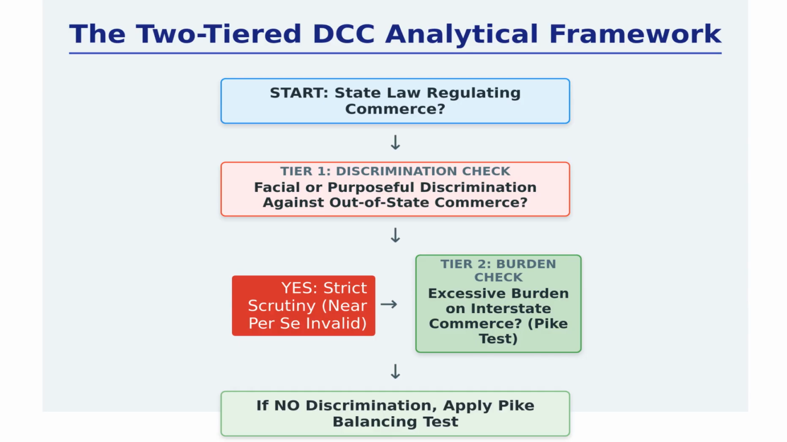For now, visualize this structure. First, check for discrimination. If found, the law likely fails. If not, then check for excessive burden. This decision path dictates the fate of nearly every Dormant Commerce Clause challenge.